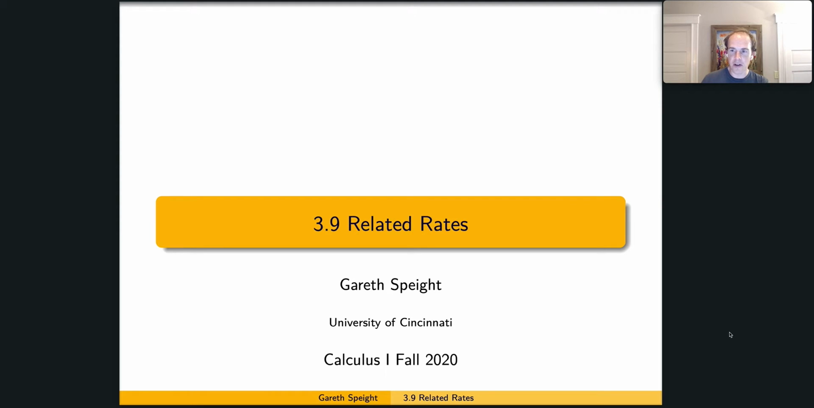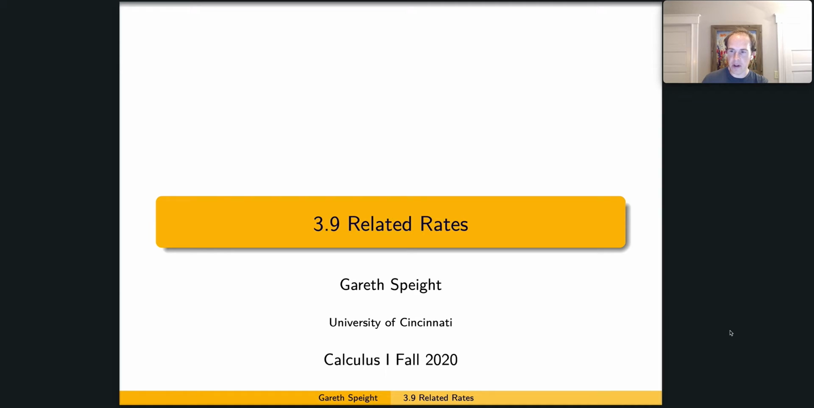other. So for instance, suppose we have a spherical balloon and we know how much air we're putting into it, then we know how quickly the radius or diameter is increasing. So this will be a simple example. Or suppose we have a ladder that's sliding down a wall and we know how quickly the ladder is sliding down, then we can calculate how quickly the bottom of the ladder is sliding away.